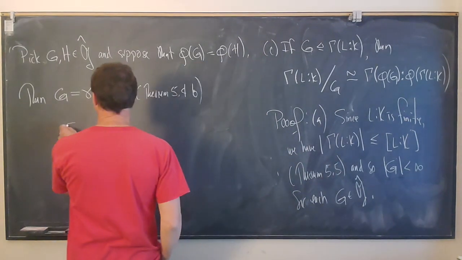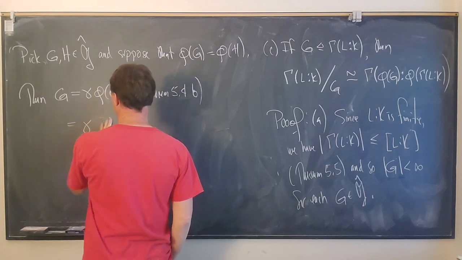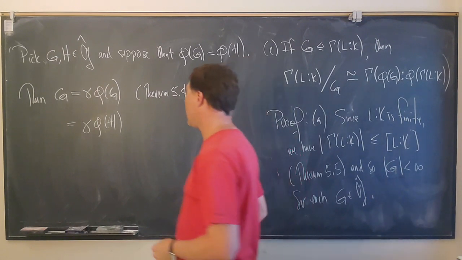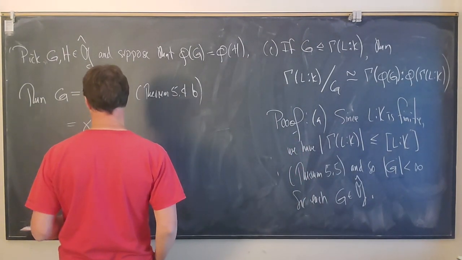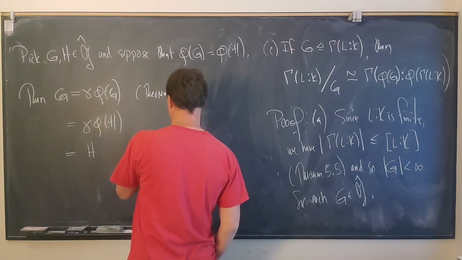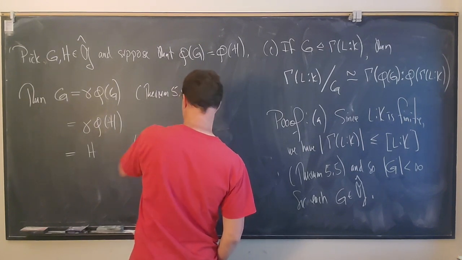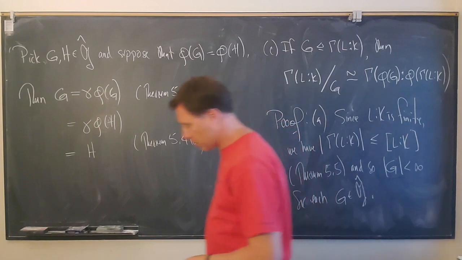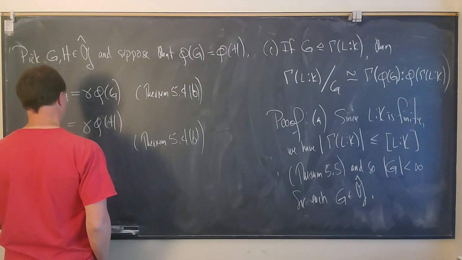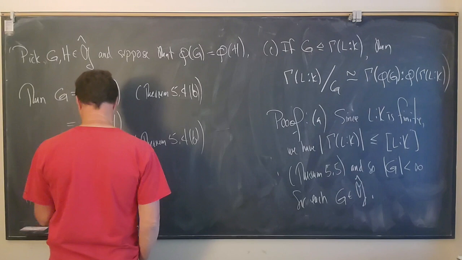Now, we've assumed that phi of G is equal to phi of H, so I can substitute phi of H for phi of G, and then we can apply the theorem again. This is equal to H. So once again, that's theorem 5.4b. Well that was nice. So therefore, phi is 1 to 1.